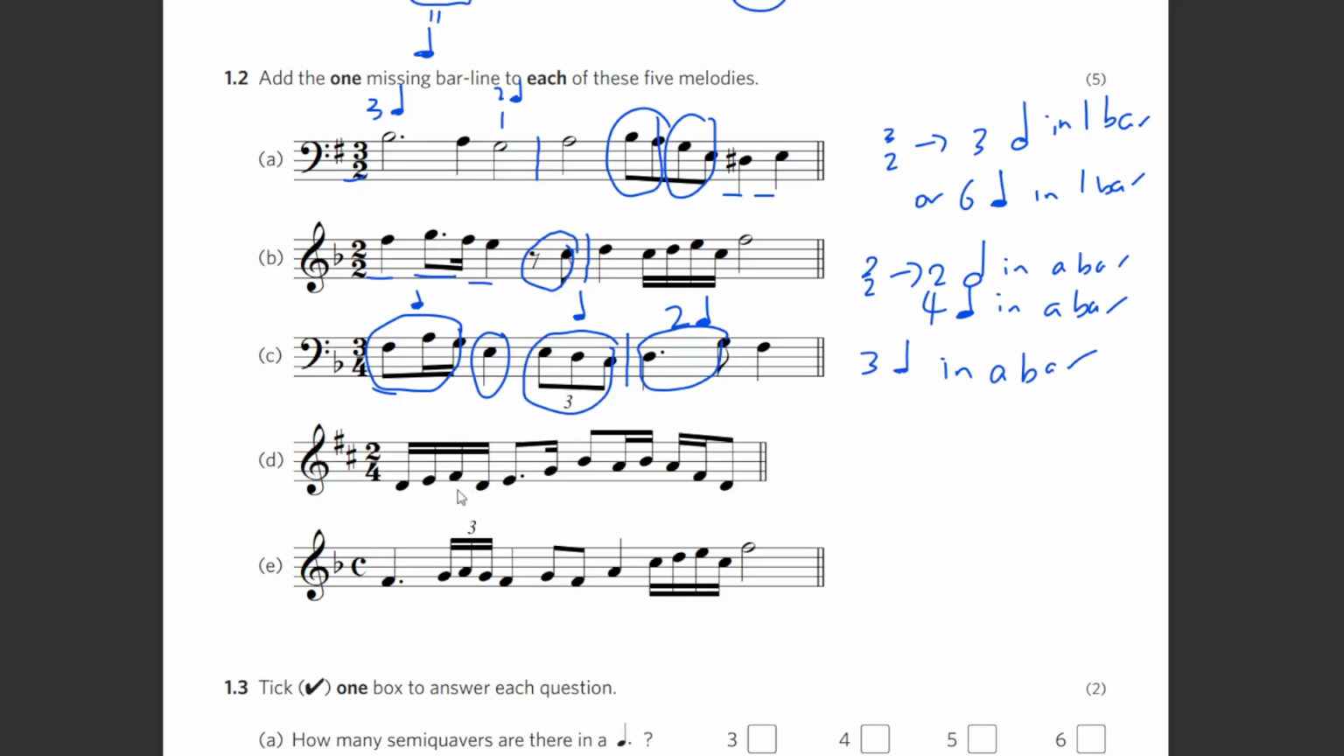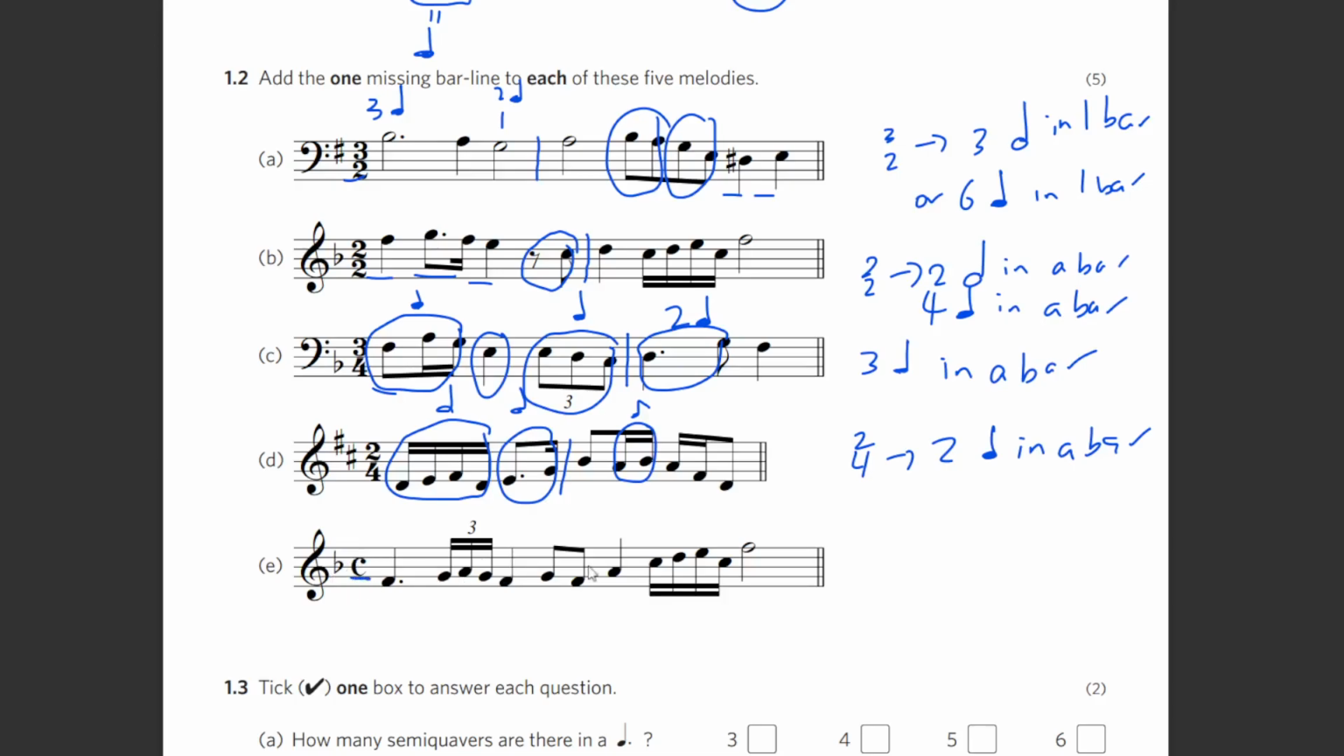Next, let's move on to D. In D, it is 2/4 time. In other words, I need 2 crotchet beats in a bar. So 4 semiquavers is a crotchet. This is also a crotchet beat. So crotchet, crotchet, put a bar line. This adds up to be a crotchet beat. This also adds up to be equal to a crotchet beat, because 2 semiquavers equal a quaver, and 2 quavers make up a crotchet. So 1 crotchet beat, 2 crotchet beats. So the bar line will be placed here, so that you have 2 crotchet beats per bar.